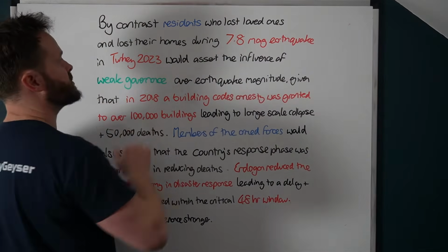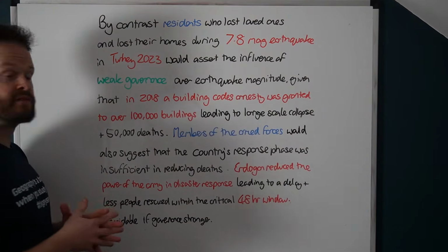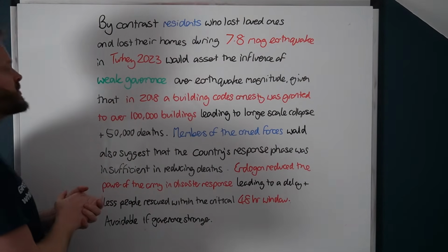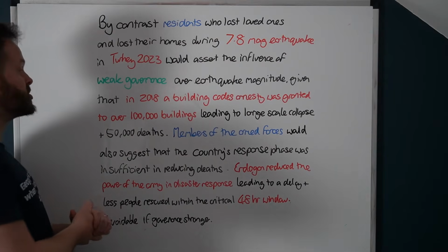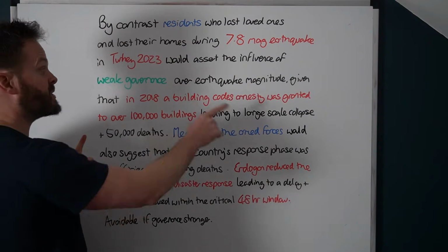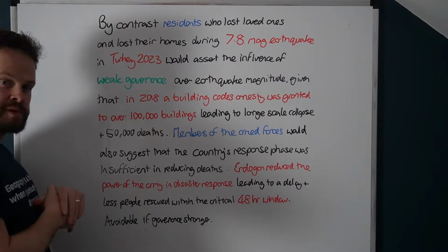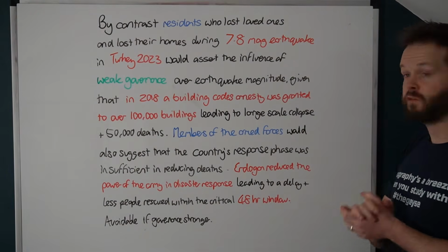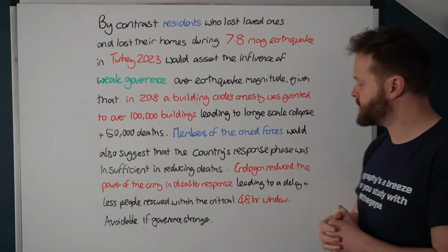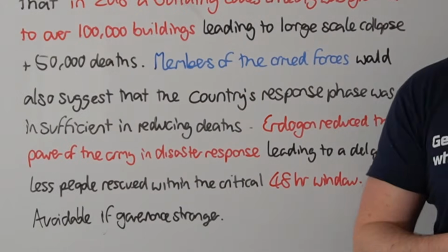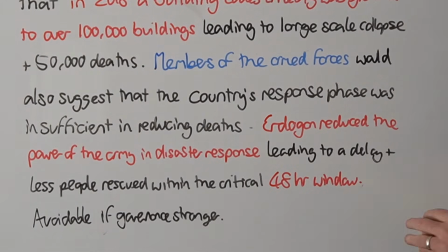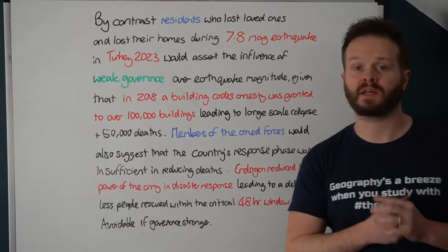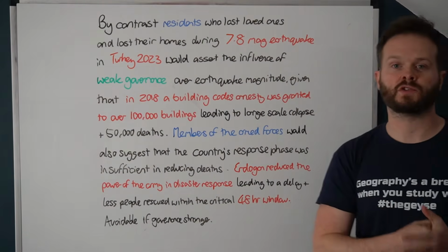So by contrast, residents who lost loved ones and lost their homes during the 7.8 magnitude earthquake in Turkey 2023 would assert the influence of weak governance over earthquake magnitude, given that in 2018 a building codes amnesty was granted to over 100,000 buildings, leading to large-scale collapse and 50,000 deaths. Plus, members of the armed forces, again another group, would also suggest that the country's response phase was insufficient in reducing deaths. Erdogan reduced the power of the army in disaster response, leading to a delay and less people rescued within that critical 48-hour window, avoidable if governance was stronger.